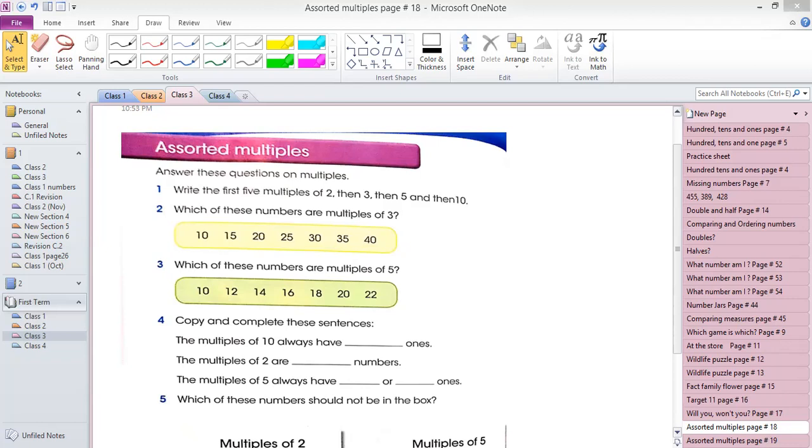So this is 28 October 2021, and it is Thursday. The page number is 18. The topic is asserted multiples.